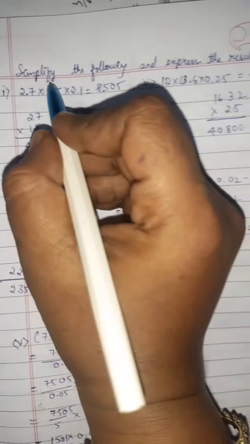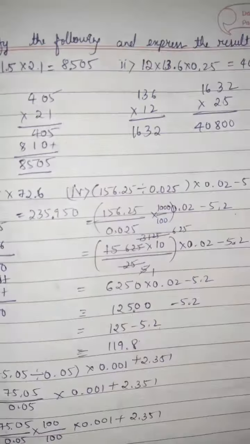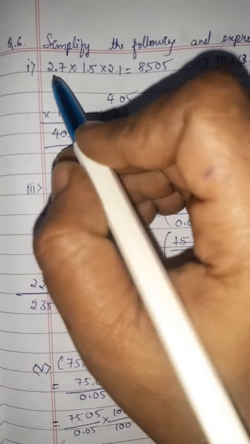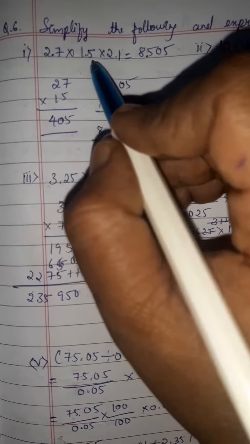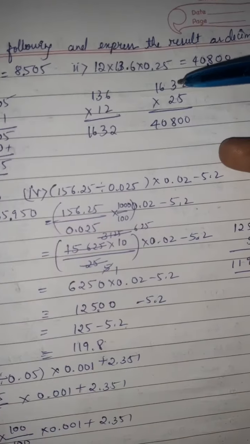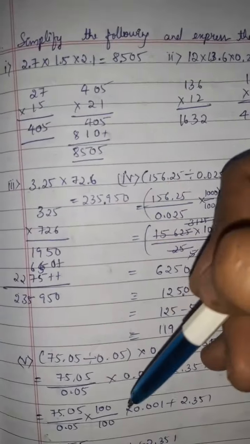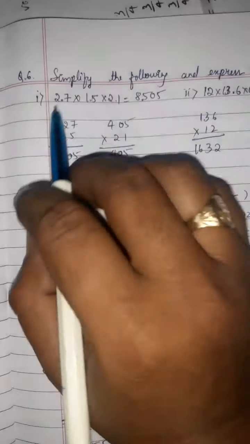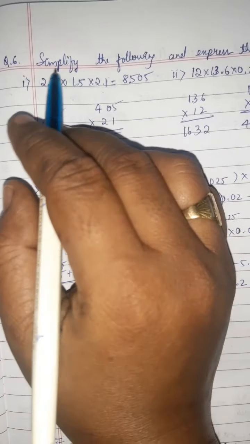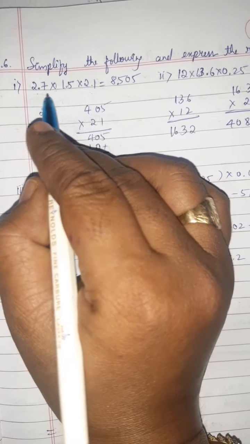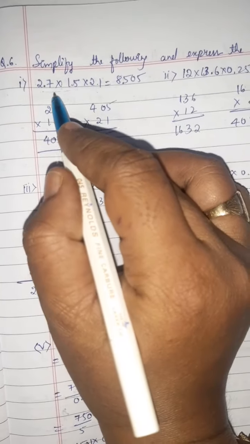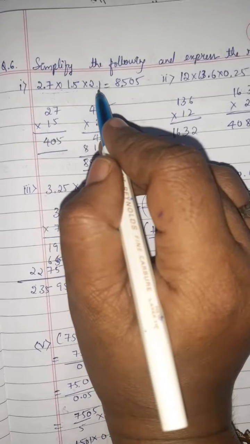Question number 6. Simplify the following and express the result as decimals. First question is 2.7 into 1.5 into 2.1. Here wherever BODMAS rule is applicable, children, we have to apply. Here we can observe we have only one operation, that is multiplication. So we are going to directly multiply 2.7 into 1.5 first, and then the answer we get we are going to multiply with the 2.1.